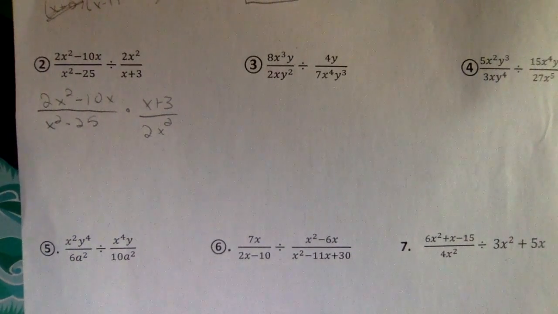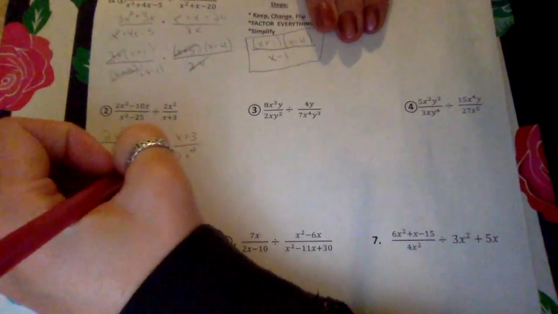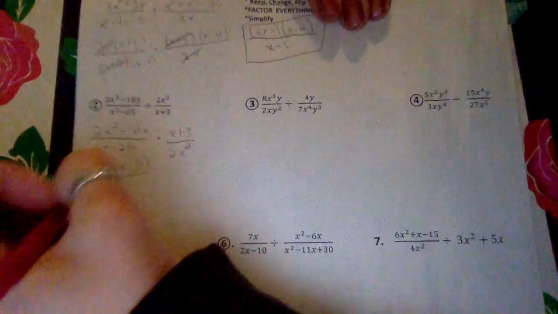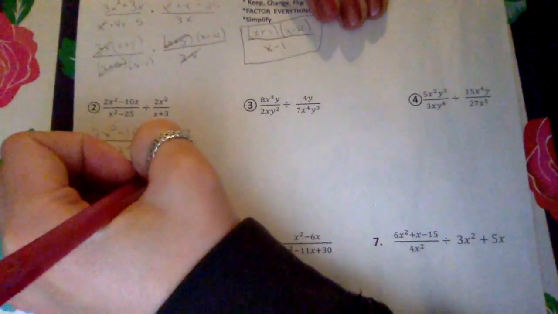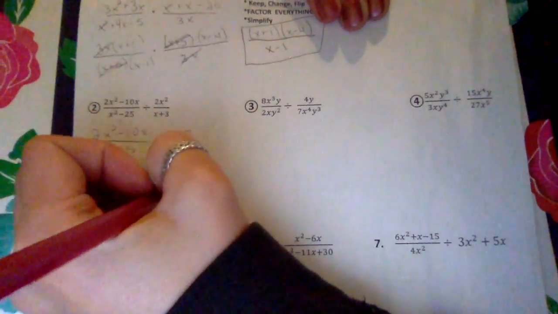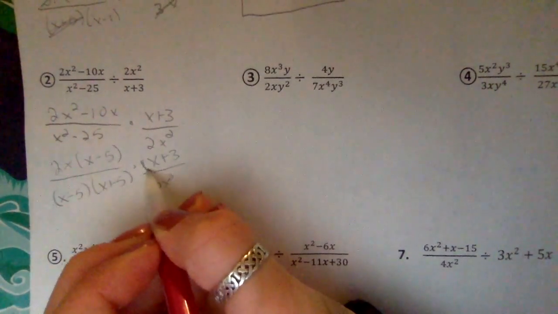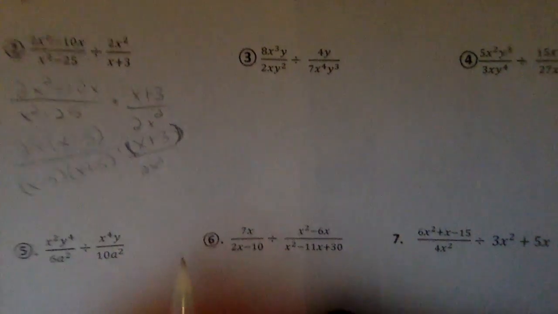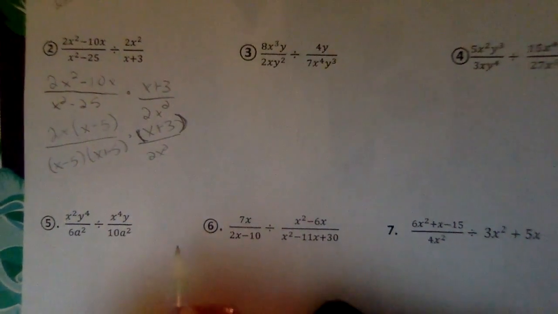Okay, now we're going to factor everything. So again, the top, we can just do a GCF. The bottom is the difference of two squares. And then the second fraction, we actually can't do anything with that. And again, if you want to write the x plus 3 right here in parentheses because you like the way it looks, go for it. Okay, now we're going to do the simplifying part. So we're going to cross out what matches.